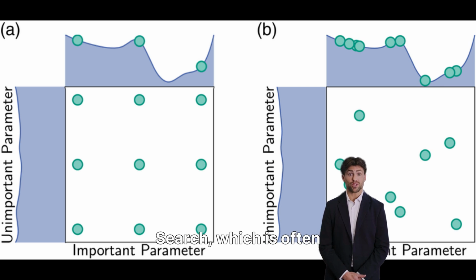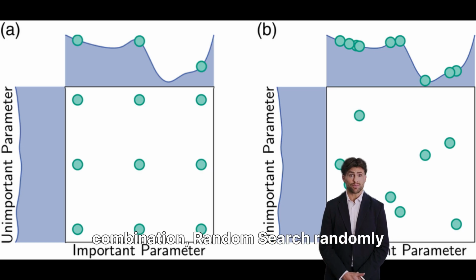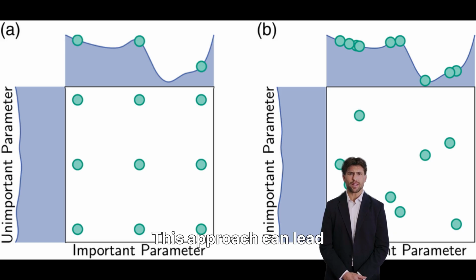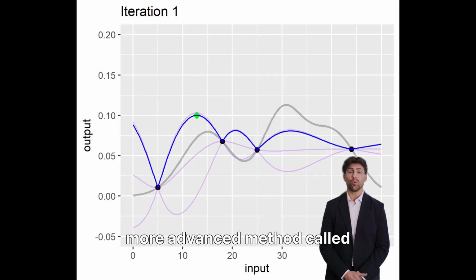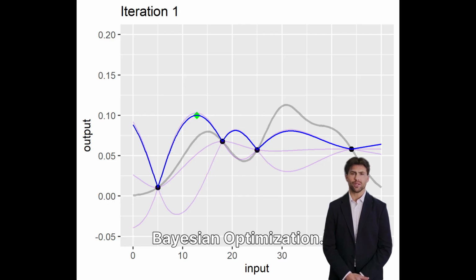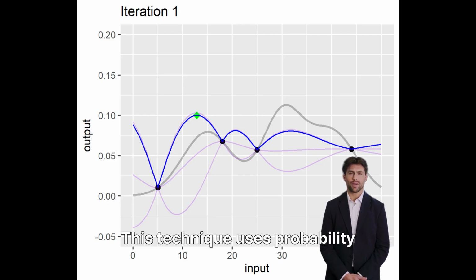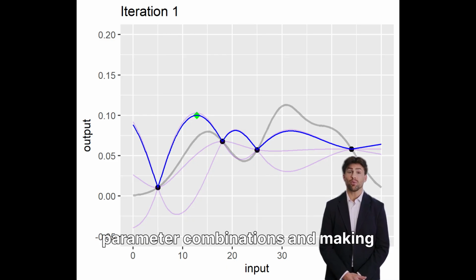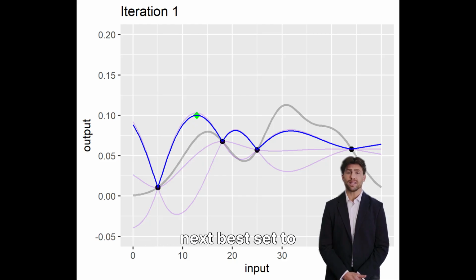Another method is random search, which is often more efficient. Instead of testing every combination, random search randomly selects combinations of hyperparameters. This approach can lead to good results while saving time, especially when dealing with very large parameter spaces. Now, there's also a more advanced method called Bayesian optimization. This technique uses probability to find the most promising hyperparameters by analyzing the performance of previous parameter combinations and making educated guesses about the next best set to try. This can be much more efficient than both grid and random search.